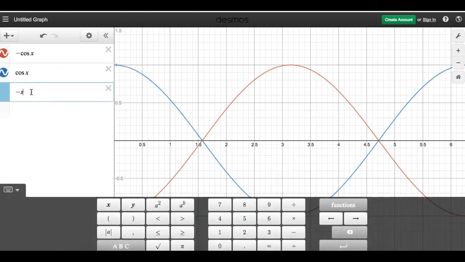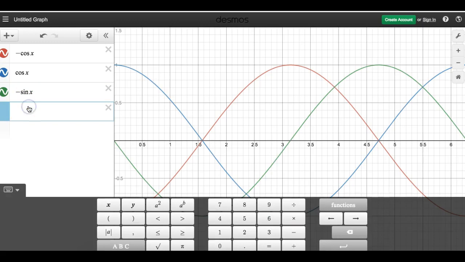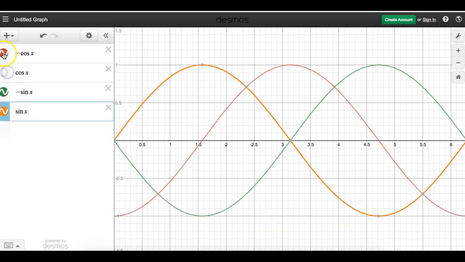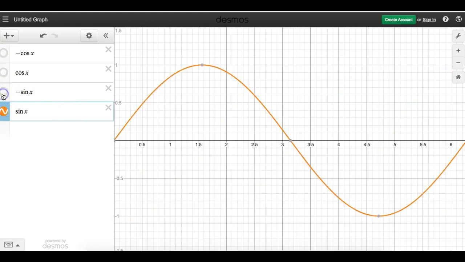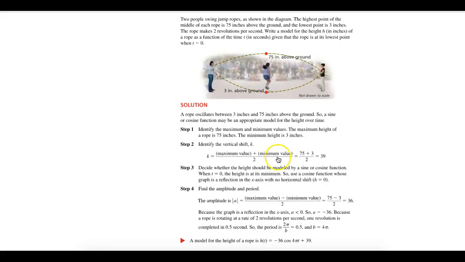And you can actually see here is a sine function and a negative cosine, and you can see the difference. Here's what happens when we flip a sine function. Here's our parent function, and here's the inverse. So when we have a reflection, it just takes our graph and flips it over the x-axis. Okay, so that's how you do this problem.